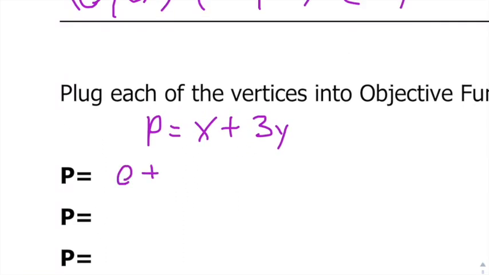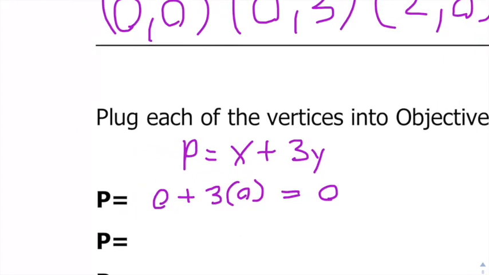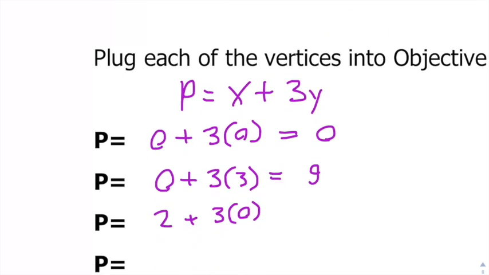So 0 plus 3 times 0 right there is going to get us a p-value of 0. Okay, so obviously that looks like it's going to be the min. Okay, so 0, 3, so 0 for x, 3 for y. So that'll be, I guess, 9. You can do 2, 0. So 2 for x, 0 for y right there. So that'd be 2 plus 0, so that'll be 2.